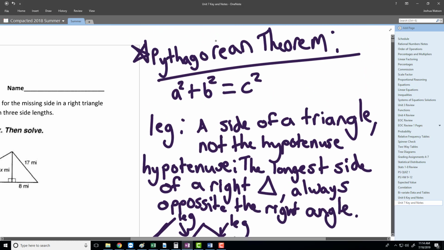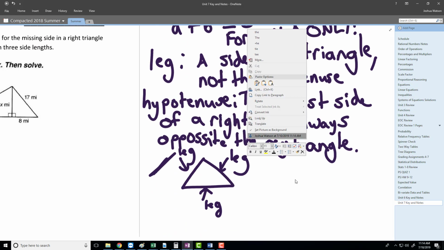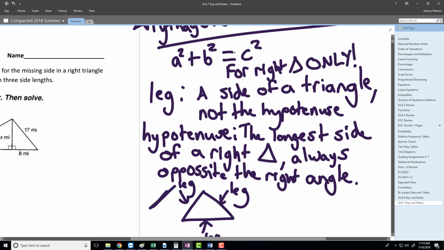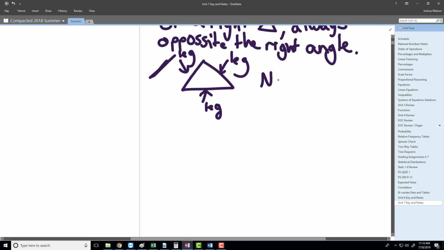So let's add that to our Pythagorean theorem. That's why I left some space here. For right triangle only. If your triangle's wrong instead of right, it won't work. The triangle has to be right, so make sure it knows what it's talking about. Okay. Another example. No Pythagorean theorem here.